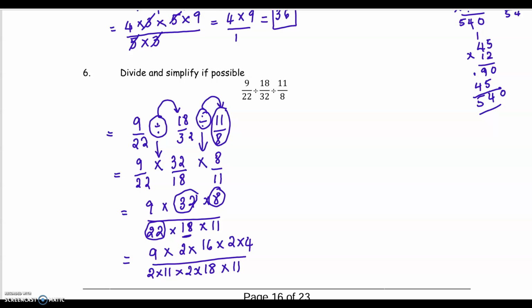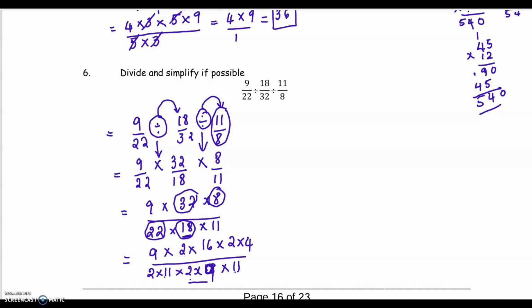So 9, I left it as 9 because I saw that 18 contains a 9. Oops, do you see what I did here? 2 times 9 is 18. That was an error. I want you to double check this. I wrote down a 2 times 9, 18, but that's not true. 18 is 2 times 9. 11, I left it alone. 22, I broke it down to 2 times 11.